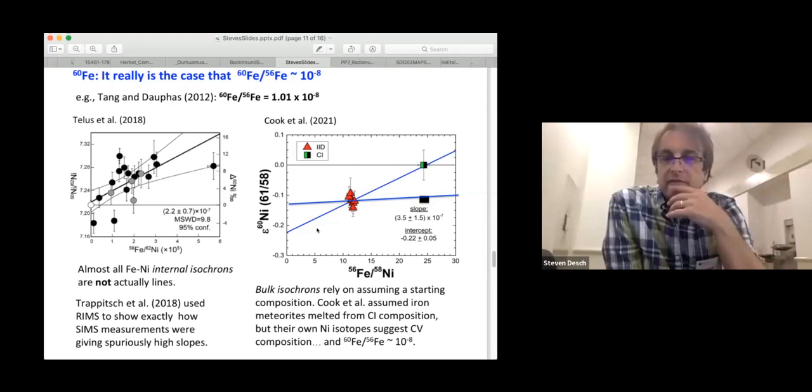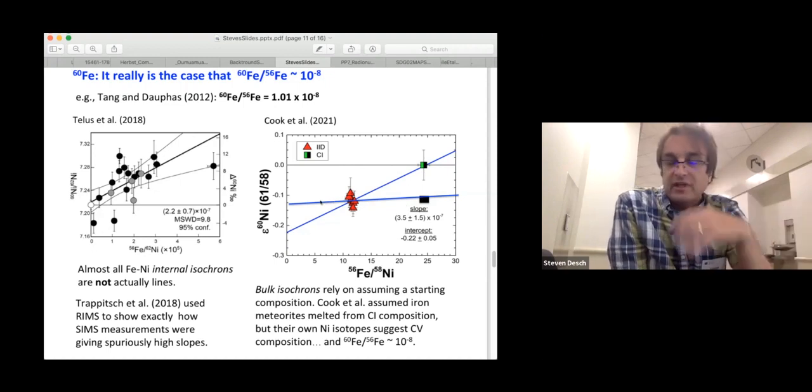They assumed in this paper by Cook et al. a CI composition, but they really should have picked a CV composition. A CV chondrite is a better fit for the nickel isotopes, in which case it would be here, and the slope would be consistent with 10 to the minus 8.